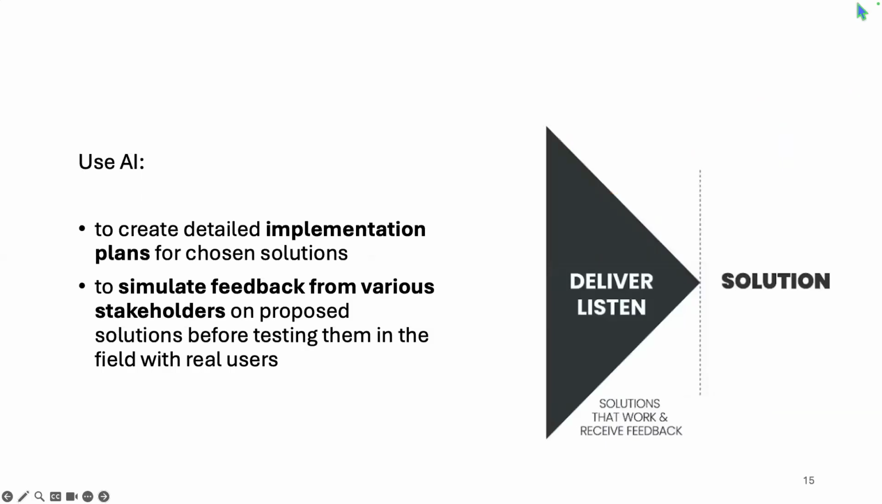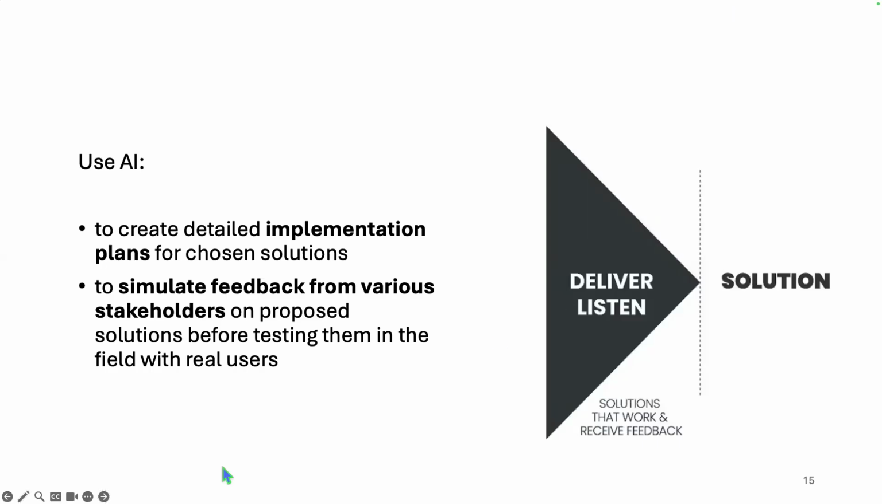Before we go and implement these solutions, we can create detailed implementation plans for our solutions and also simulate feedback from various stakeholders. Remember, at the beginning, we created a stakeholder perspective table. Now we can actually ask AI to tell us what those stakeholders will think about this solution. What are some pros and cons of it from the perspective of school leaders, faculty members, and students? And again, you can refine these before you go to the field and implement these solutions.